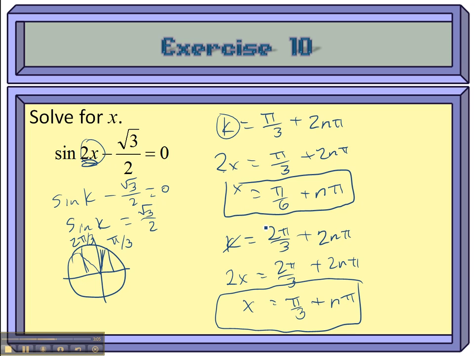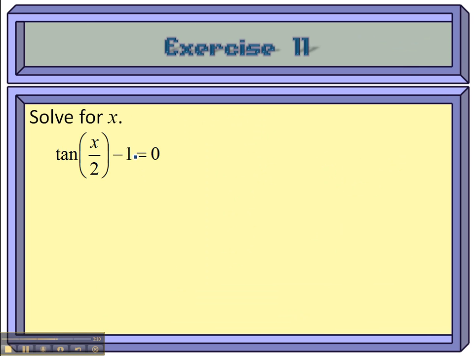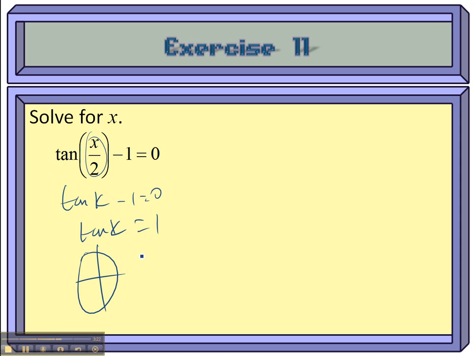Let's see if we have time for one more exercise. On exercise 11, let's get rid of this and make it a k. Tan k minus 1 equals 0. So tan k equals 1. Tan k is equal to 1 at pi over 4. So k equals pi over 4 plus n pi. And remember that takes care of the one over here in quadrant 3, which is at 5 pi over 4.